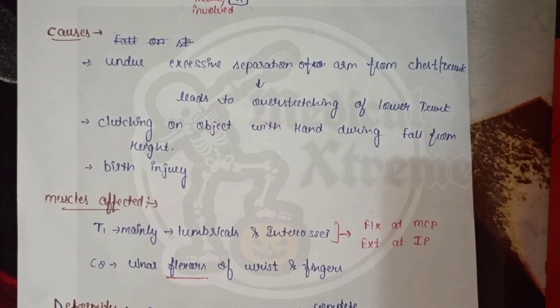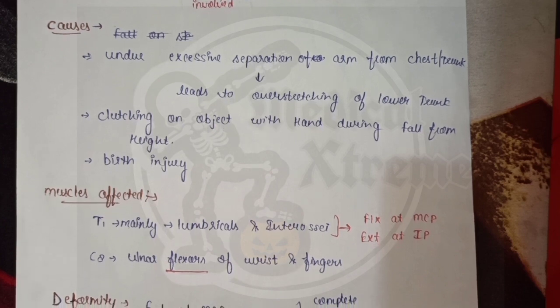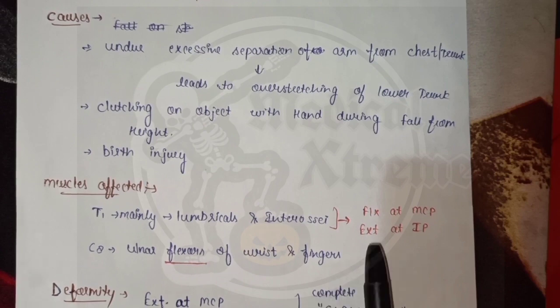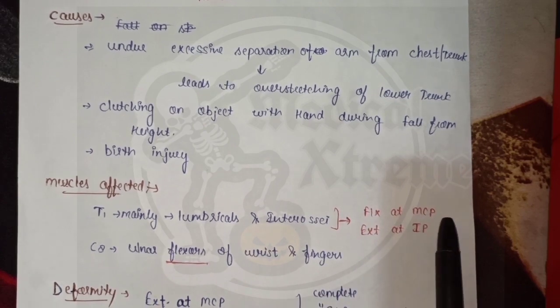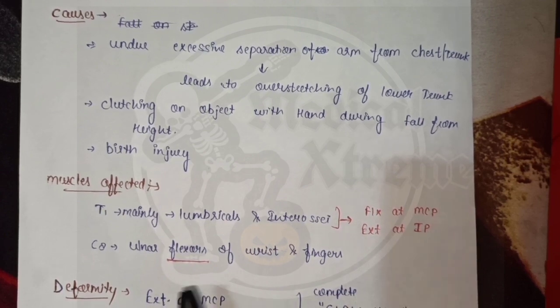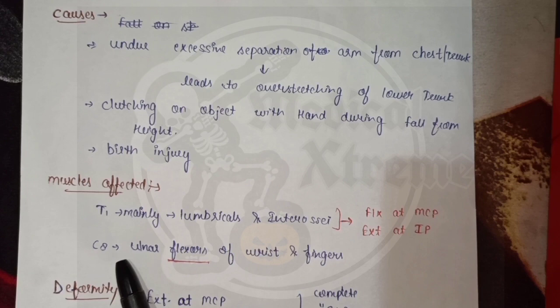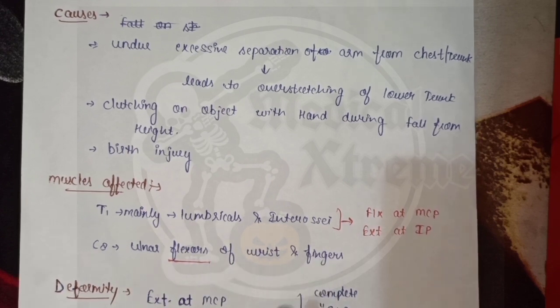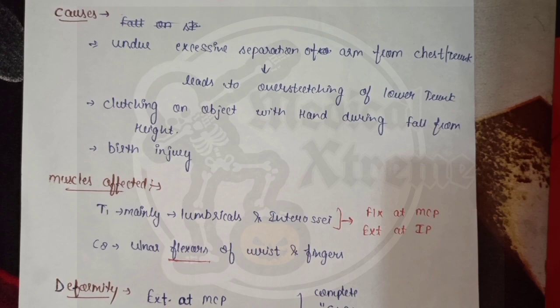Let's talk about muscles affected. As we talked earlier, T1 is mainly involved, and T1 supplies the lumbricals and interossei, which help in flexion at the metacarpophalangeal joint and extension at the interphalangeal joint. C8 is partly involved, which supplies the ulnar flexors of the wrist and fingers. So if there is an injury at the lower trunk of the brachial plexus, then there will be Klumpke's paralysis.